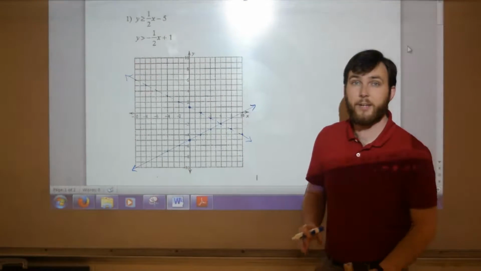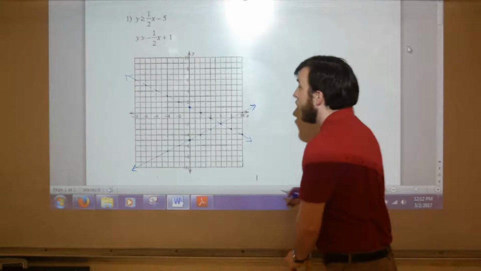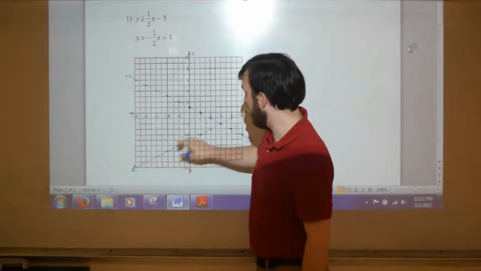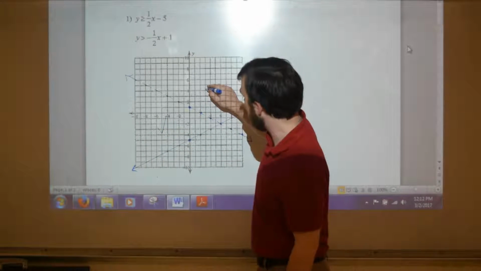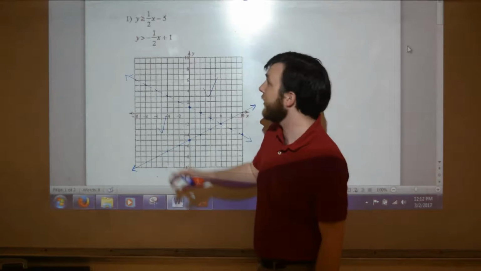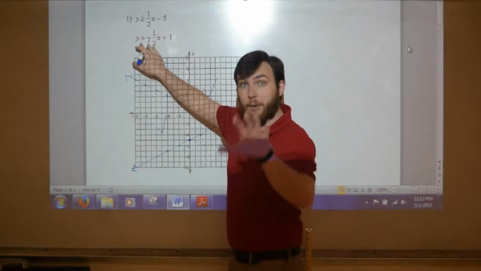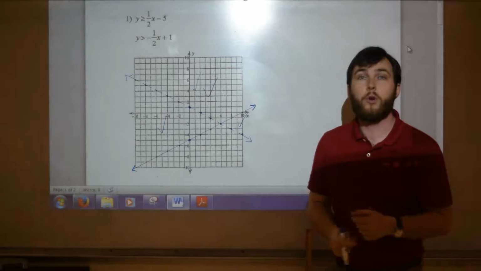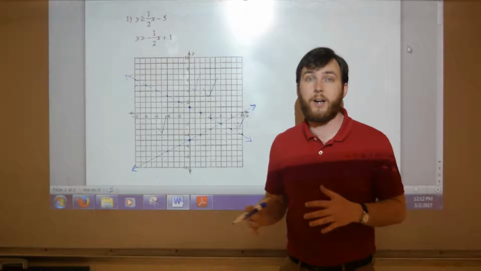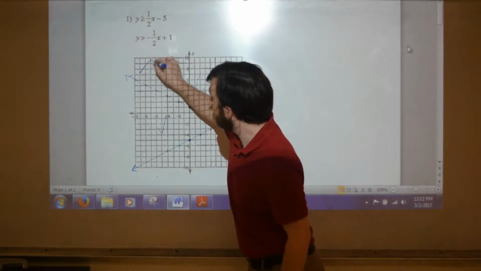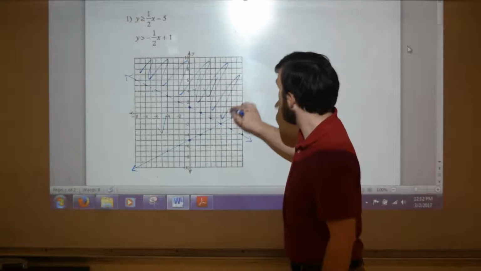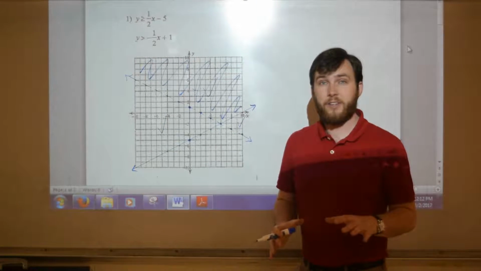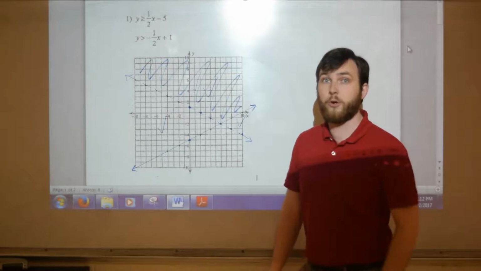Only thing left to do is think about the shading. For the first line, we wanted to shade above our first line. So that'd be that section or that section. For the second line, we want to be above it as well. So that would be that section or that section. We want to shade the one section that was greater than both of them. And we're done. Okay? Why don't you pause it here and try number 2 before I show you the answer.